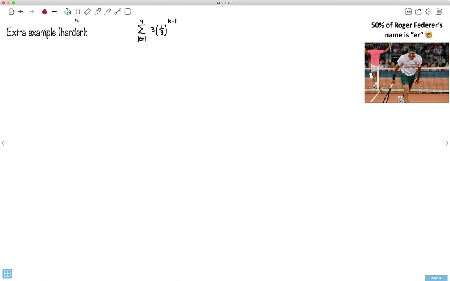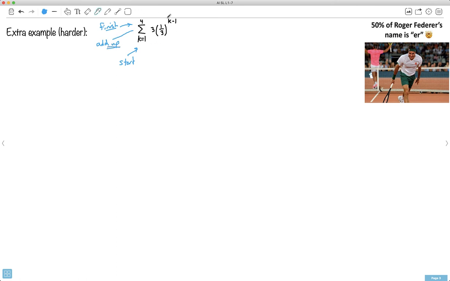Okay, let's actually open this one. Remember how to deal with sigma notation? This just means start here, finish here. And remember what sigma means? That just means add up. So this is like a series.